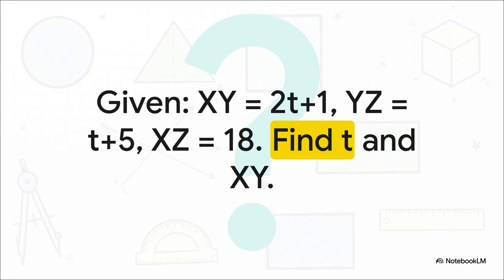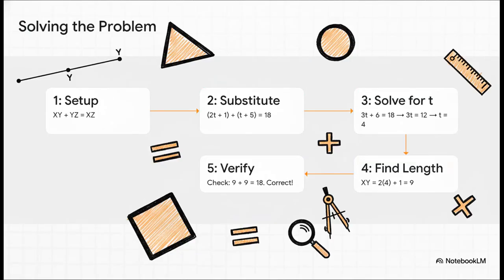Here's our problem. We've got 3 points, x, y, and z, all on the same line. We're told y is between x and z. The total length from x all the way to z is 18. The first piece, xy, has a length of 2t plus 1, and the second piece, yz, is t plus 5. Our mission is to first find the value of t and then use it to find the actual length of segment xy. Okay, let's walk through this together.